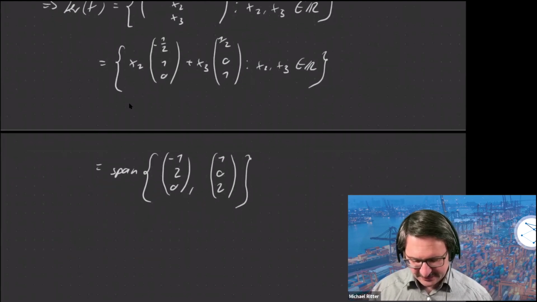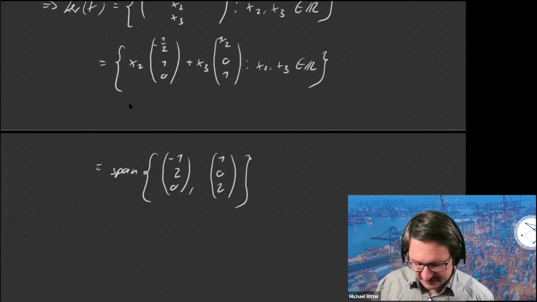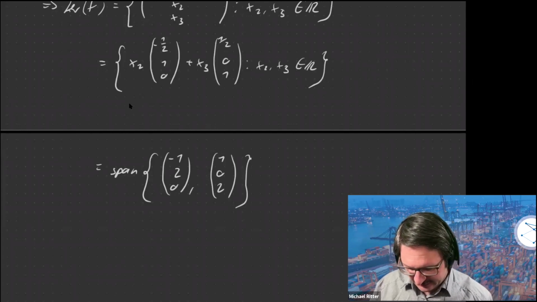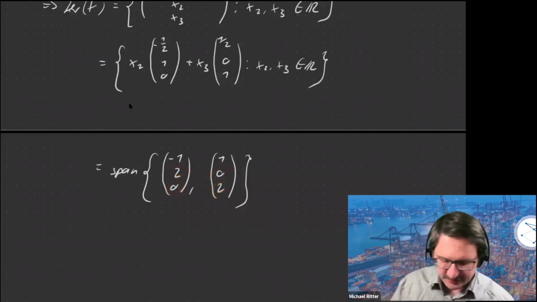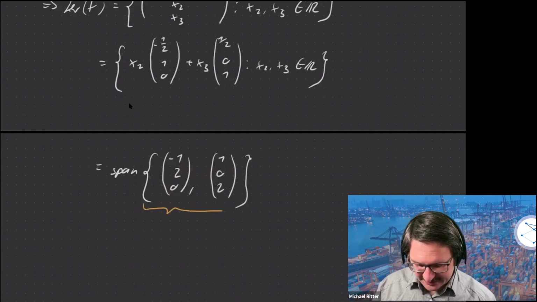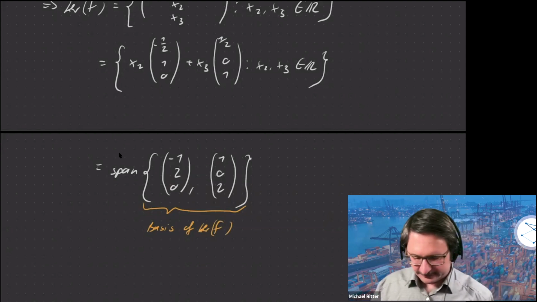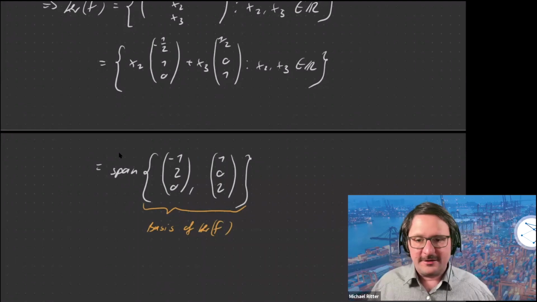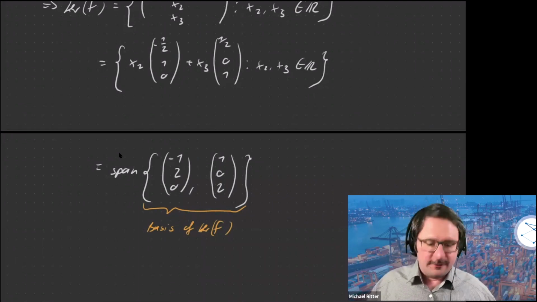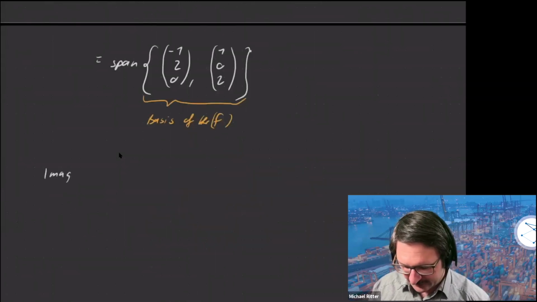So these are 2 vectors that span our kernel. And as you can see immediately, for example, by having a look at these 2 entries here, those 2 vectors are linearly independent. So that set is a basis of the kernel of f. Okay, and that is exactly what we wanted. So that's how to get a basis of a kernel. Now for the image, let's talk about the image quickly.